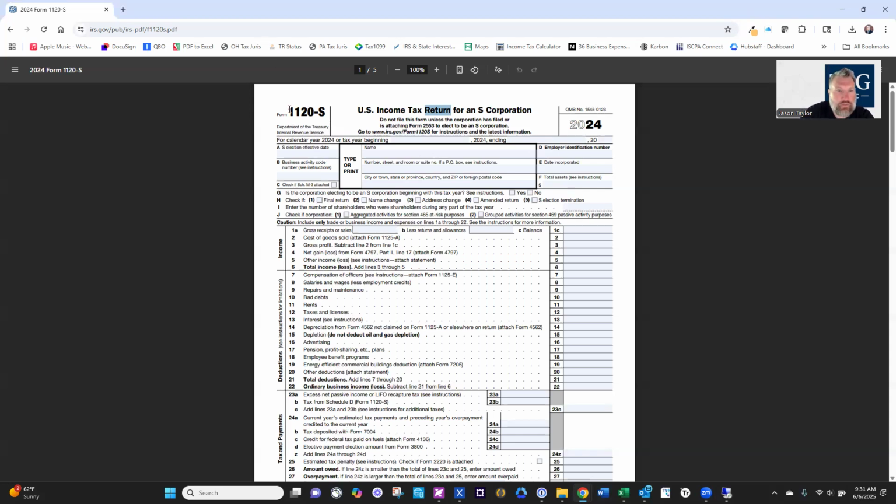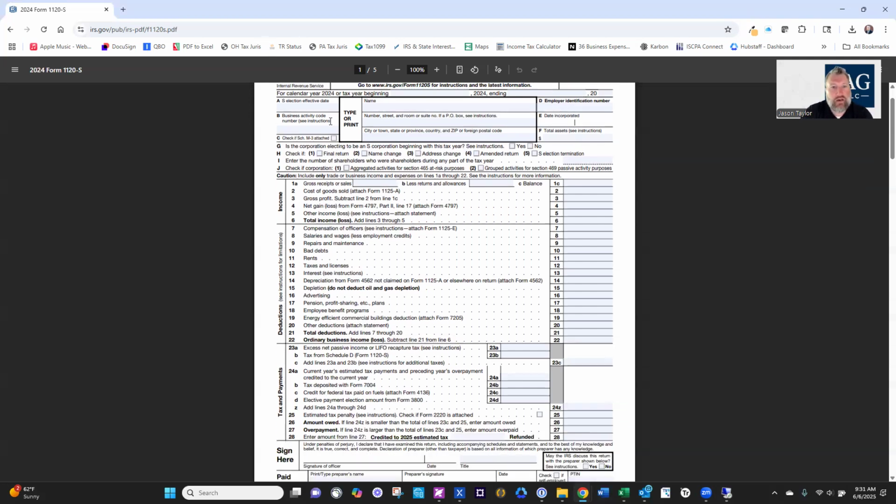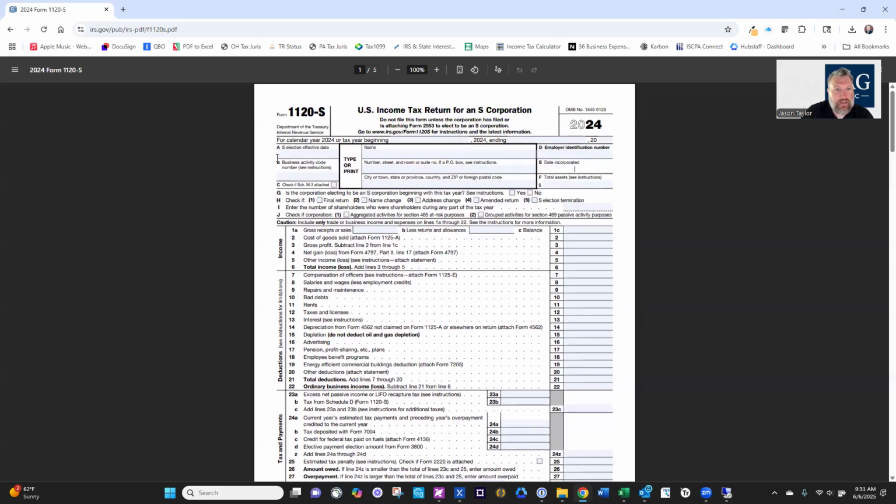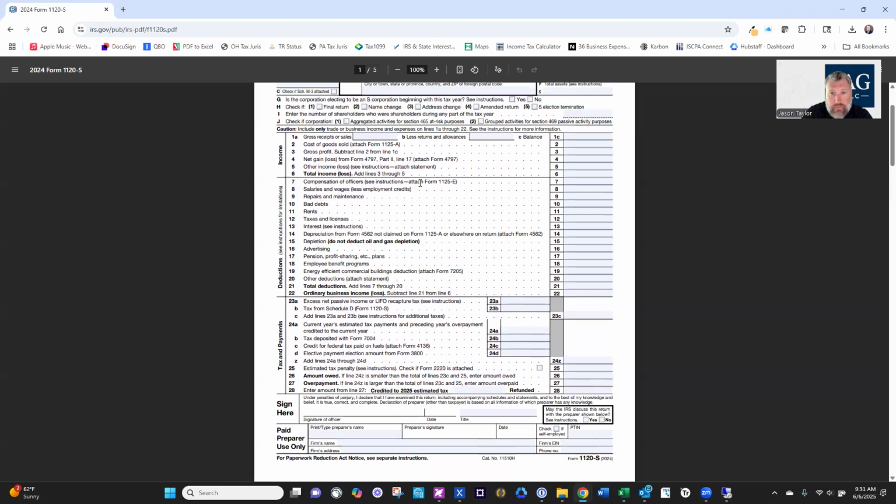Okay, so the first part up here is just your business information. What date was your S Corp election effective? Because it is an election. Business name, address, EIN, and the date it was incorporated or the LLC was filed. Just some basic informational stuff right here. Is this an initial return? Is this a final return? Did you have a name change or address change, that kind of stuff? So basically everything in this first one-fourth of the page is just FYI for the IRS.